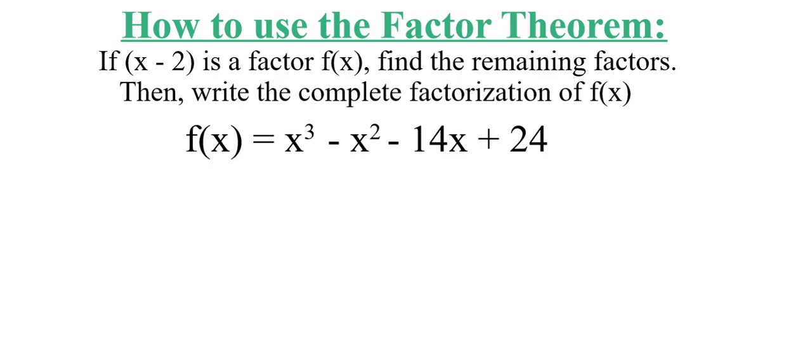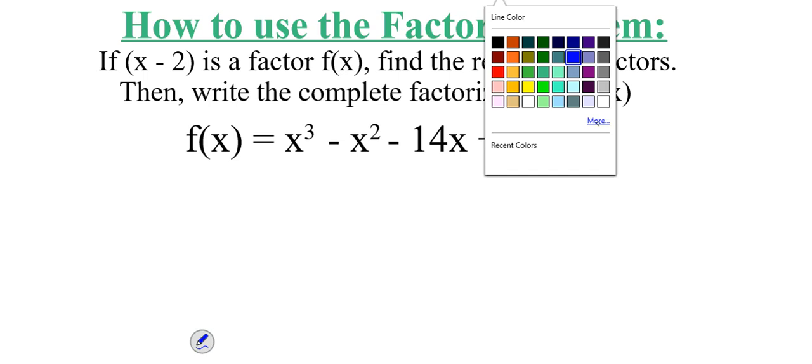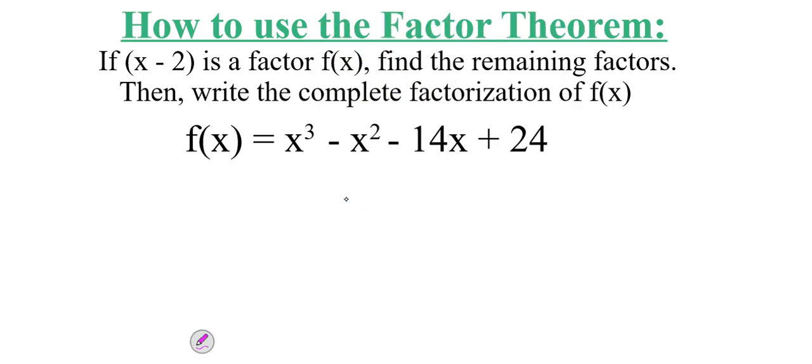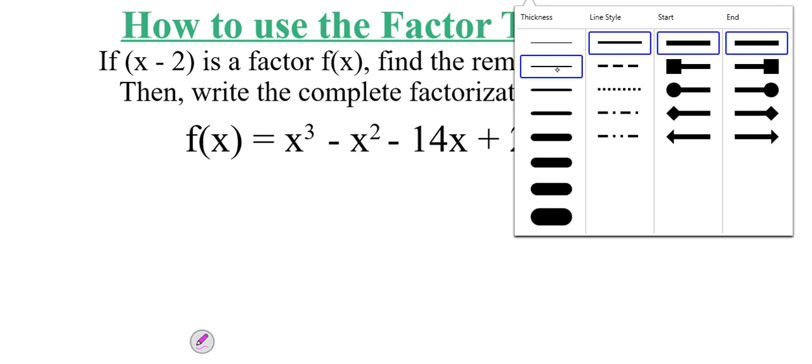It says if x minus 2 is a factor of this function, then use it to find the remaining factors. When you've found the remaining factors, write the complete factorization of f of x. This is a couple different parts, right? So stay with us. I'm going to pick pink for this. You know, we just never use, how about magenta, kind of. That looks so good. And let's go ahead and make it a little bit easier to read.